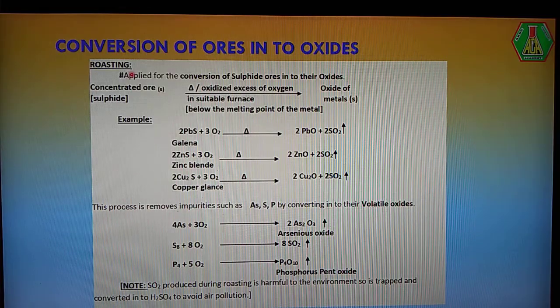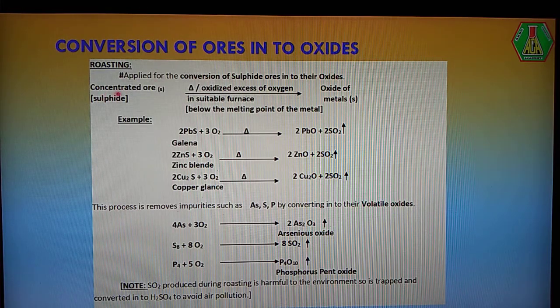It is called roasting. Okay, just see the sentence: applied for the conversion of sulfide ore into their oxides. I mean, in our textbook, sulfide ore, carbonate ore and hydrated carbonate ore are all examples. So initially we are taking a sulfide ore, I mean the concentrated sulfide ore. How is the concentrated sulfide ore converted into metal oxide? Such a process is called roasting.